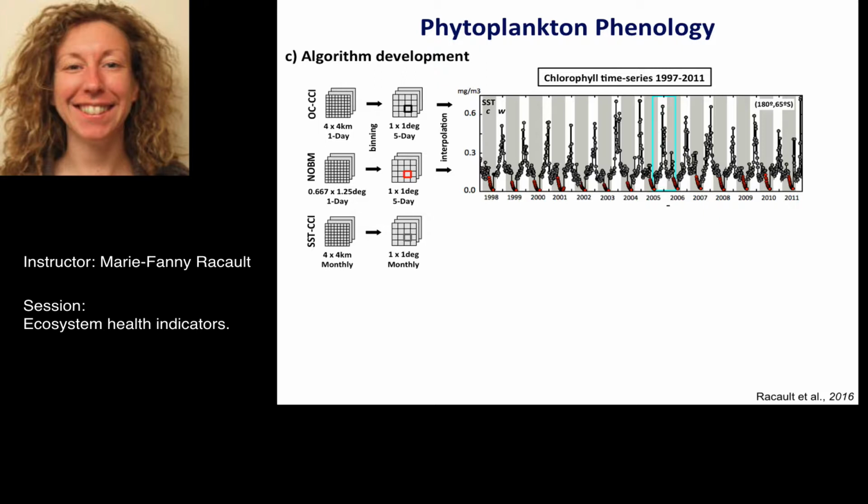So here you have a data stream from OC-CCI, so satellite observation. You might create bins at 1 degree bins and make 5-day composites. The idea to do this is simply because if you have a larger box, then you put in more data. So maybe again you get better coverage or fewer gaps in your time series.